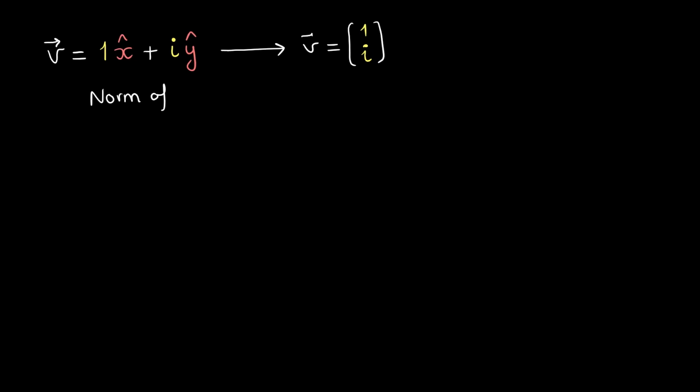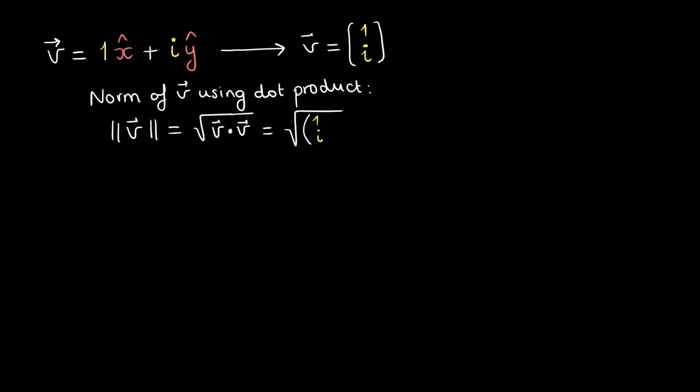Let's try to calculate the norm of v using the dot product. Norm of v is the square root of v dot v. So we do this, and we get it's equal to 0. Okay, we're getting a length of 0, for a vector that is not 0. The dot product is really not working well for complex vectors.